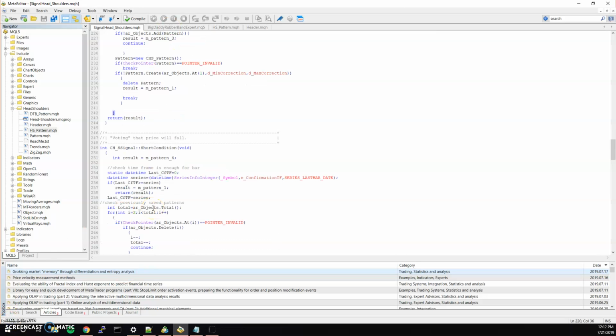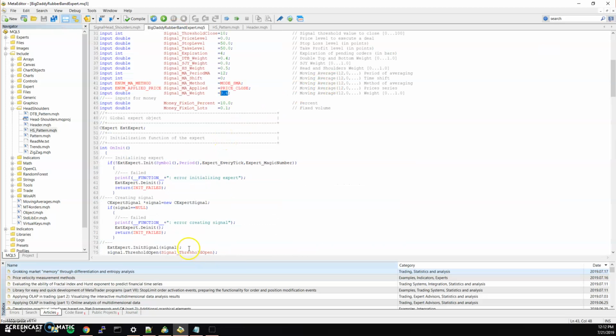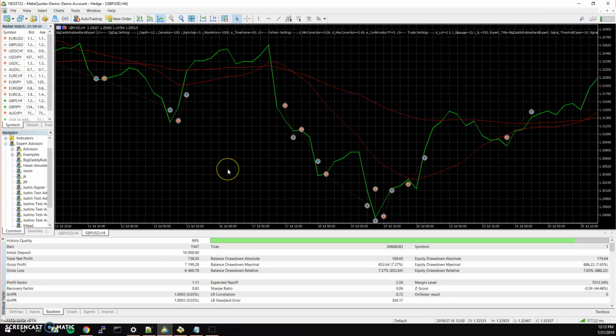For check short condition, it works in a very similar way. We're not going to get into it in this video because of time constraints on Screenomatic. I might have to make a second video, but short condition happens very similarly, but in the opposite way. It's for a regular head and shoulders pattern. Now all this works in our BigDaddyRubberBandExpert. It runs itself. Now let's get back to MetaTrader so we can look at some other trades that happened because of the head and shoulders.